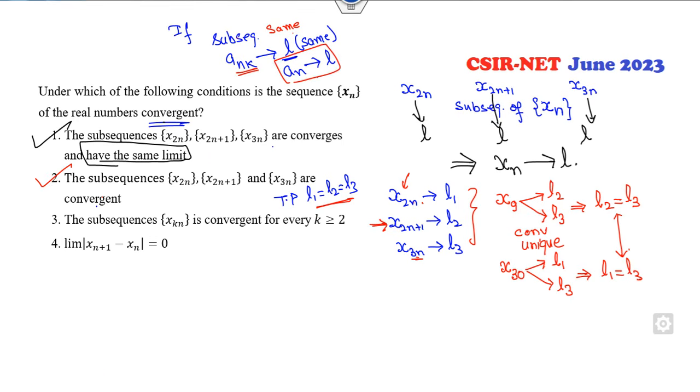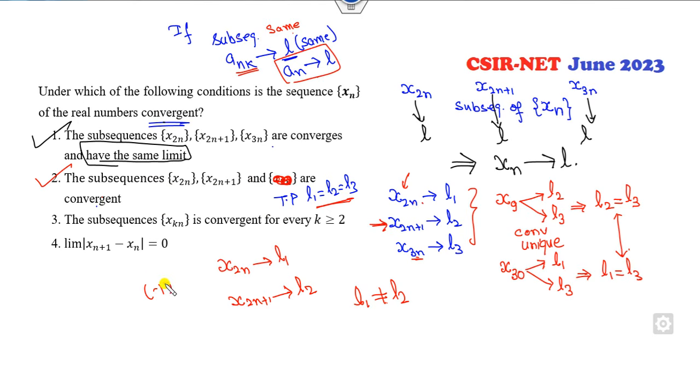convergent. Fine. Remember, if this is not given to you, for example, if it clearly says this is convergent to L1 and this is convergent to L2, then definitely L1 is not equal to L2. Then the option is wrong.